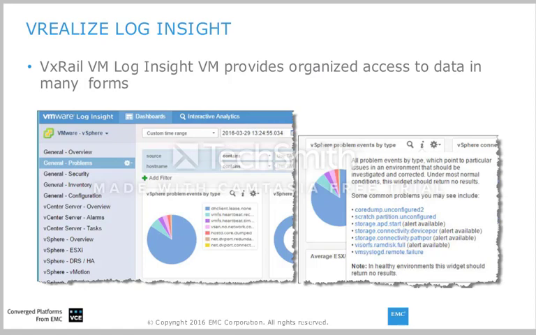VxRail VM Log Insight VM provides organized access to data in many forms. You can create dashboards and even use interactive analysis. It can report on many aspects of the VxRail environment, from physical infrastructure down at the SCSI level or logical entities such as virtual machines.